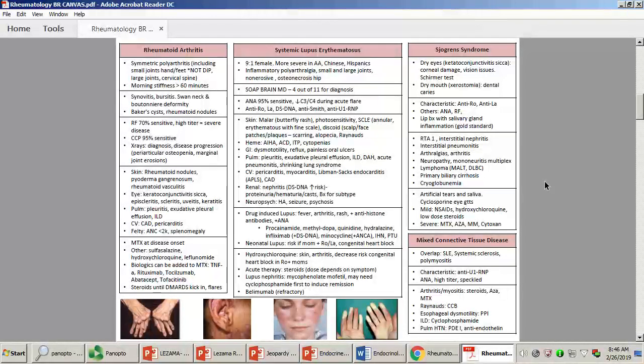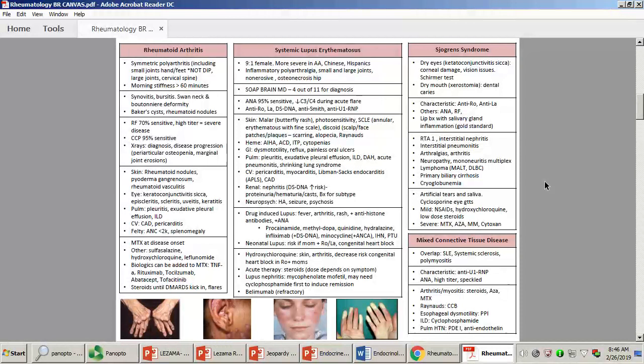Anemia of chronic disease, or really chronic inflammation, is this. ITP we just talked about. And then, of course, you can get your pancytopenias. GI, you can get some dysmotility, reflux, painless oral ulcers seen with it. The aphthous ulcers, obviously, are really the big one. Remember that they're painless because that's, again, one of our criteria specifically.